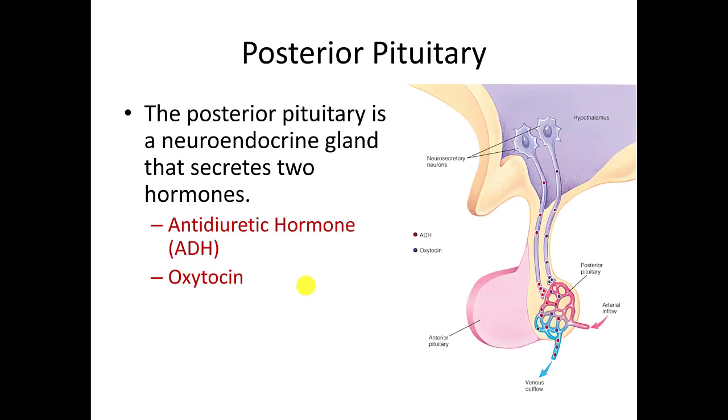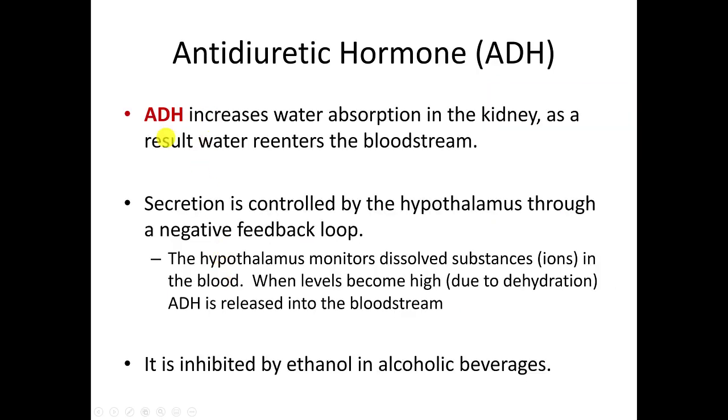So those are all of the hormones from the anterior pituitary that we just walked through. Now we're going to walk through some of the hormones that come from the posterior pituitary gland. And there's two hormones I'm going to walk you through. There's the antidiuretic hormone and oxytocin. So the antidiuretic hormone, this is a hormone that helps to increase water absorption in the kidneys.